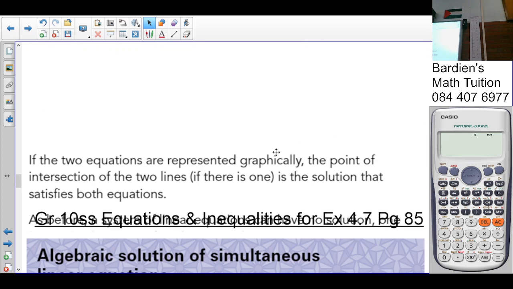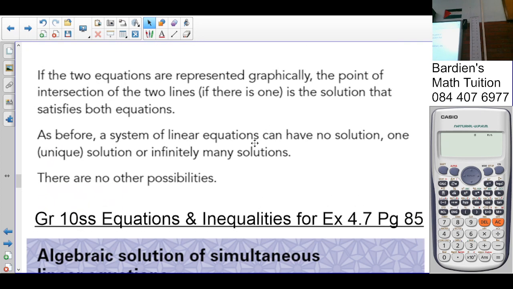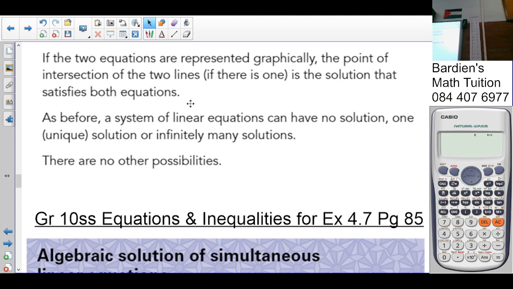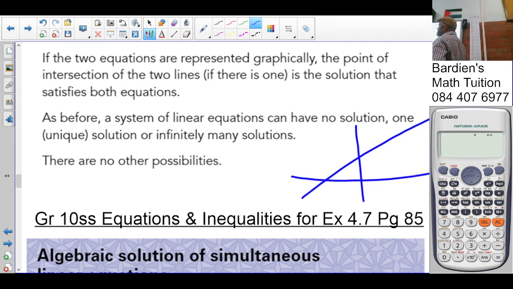Okay. If 2 equations are represented graphically, the point of intersection of the 2 lines, if there is one, is the solution that satisfies both equations. Okay, remember when we did graphs last year? There was one equation, one line going through there, and then there was another one going through here, and then we used to work out this point. Do you remember?